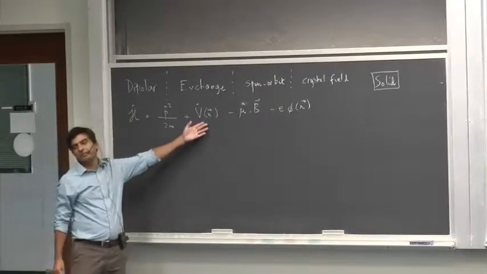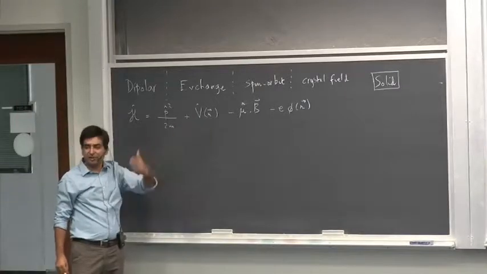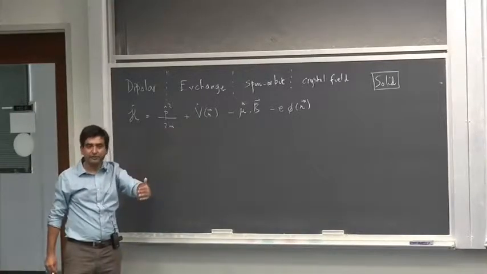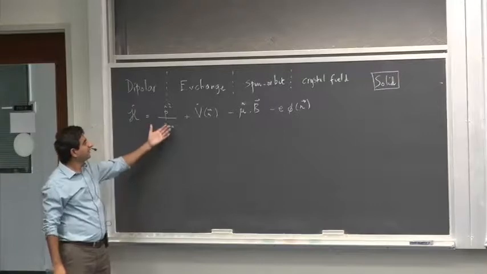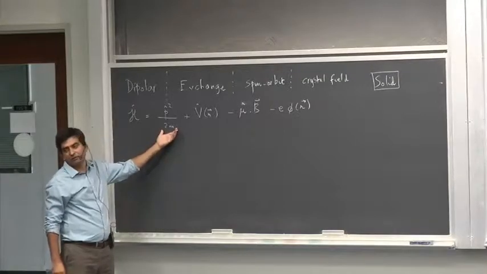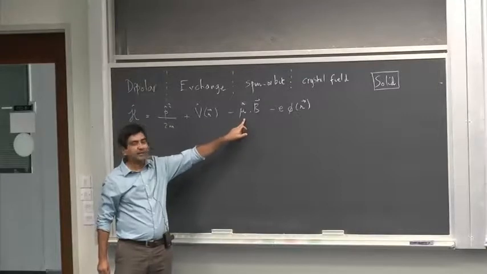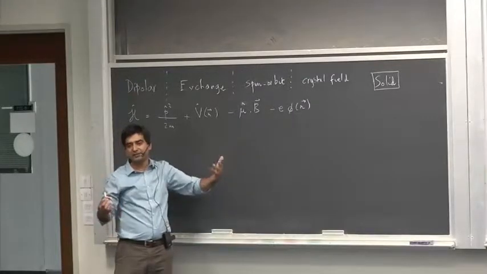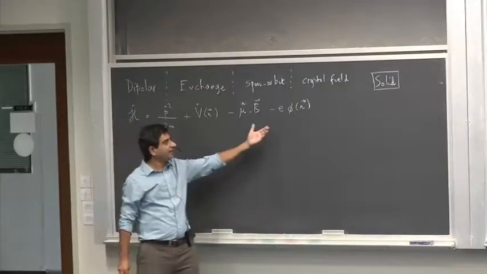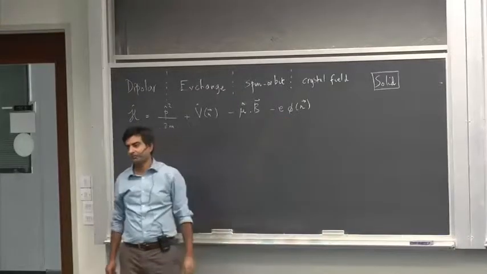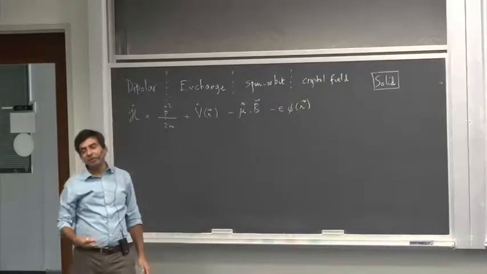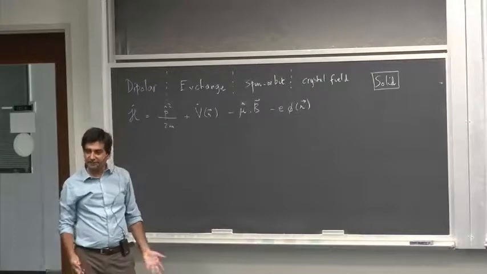This is the crystalline potential, the potential due to the ions. This is the kinetic energy of the electron. This is a Zeeman term, the interaction of the magnetic moment of that single electron with an externally imposed field. This is an electric term. We could also have spin-orbit interaction inside the same solid.